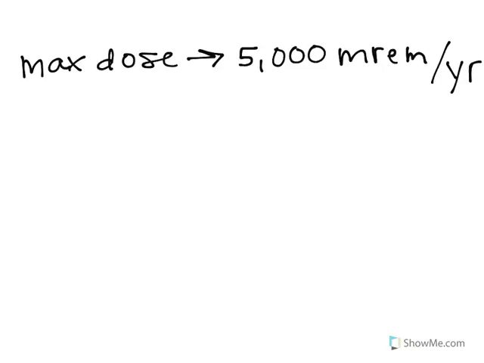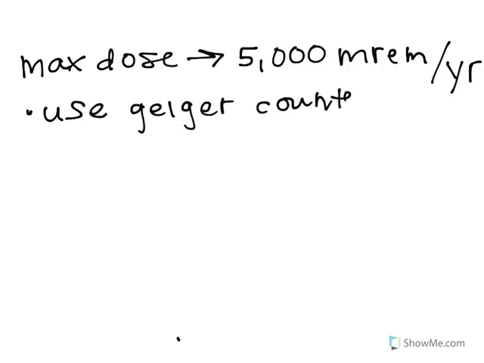You can use a pancake meter to detect gamma radiation. They're called pancake meters or a Geiger counter. One showed up in our lab, I don't know where it came from, but if you want to go see what that looks like. It's a Geiger counter, also called a pancake meter.